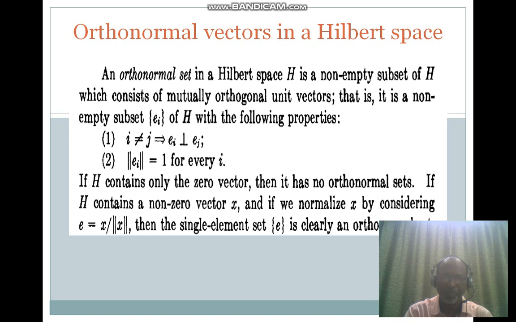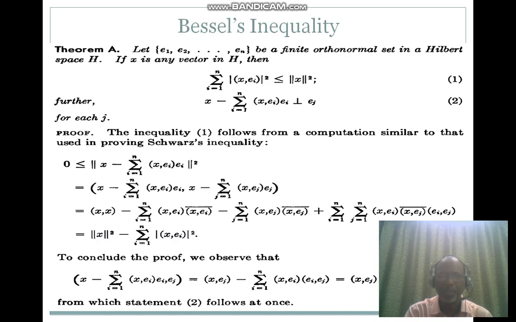And how do we normalize any vector? Just by dividing it by its norm value, that will become a unit normal vector. This is the procedure. Now let's see an important inequality based on this orthonormal set of vectors in a Hilbert space. Look at this case.